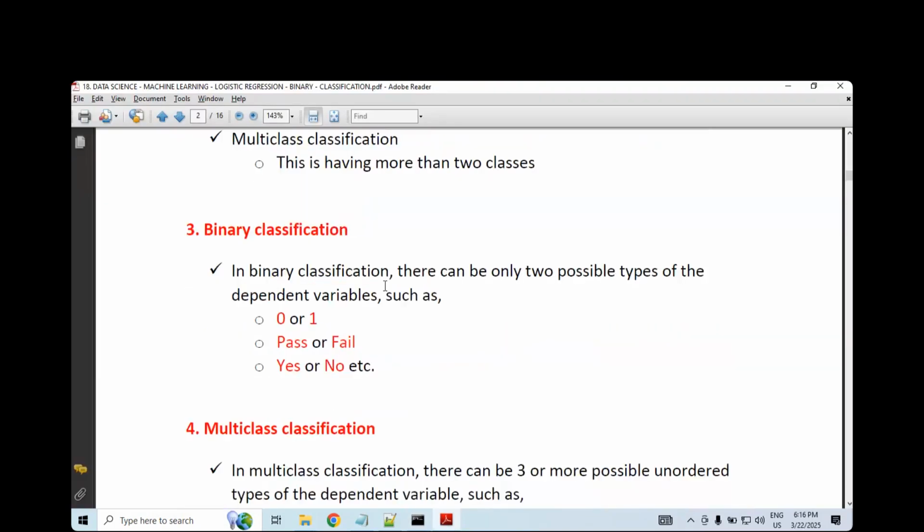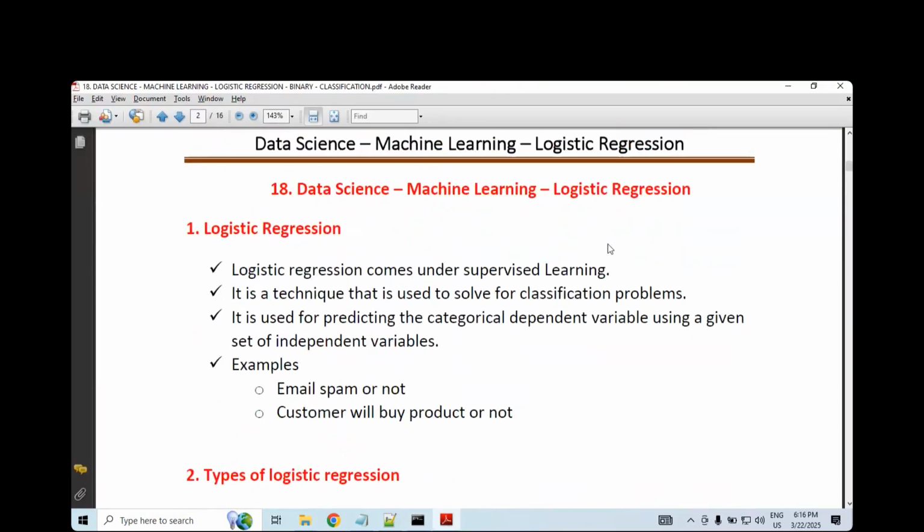Yeah. Any idea? I'm going to explain about logistic regression. What regression, sir? Logistic regression. By using this, we can solve classification problems. What do you mean by classification problem?